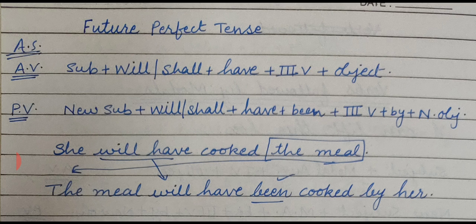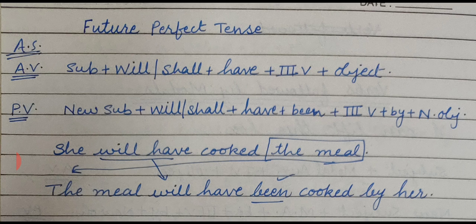And when you will change it into passive, object of active voice will become new subject. Then according to the new subject we are to use helping verb, either will or shall, whatever. Then have. Then to make the sentence passive we are to use been. Then in passive we know that we are to use only third form of verb, then by, and the subject of active voice will become new object in passive.